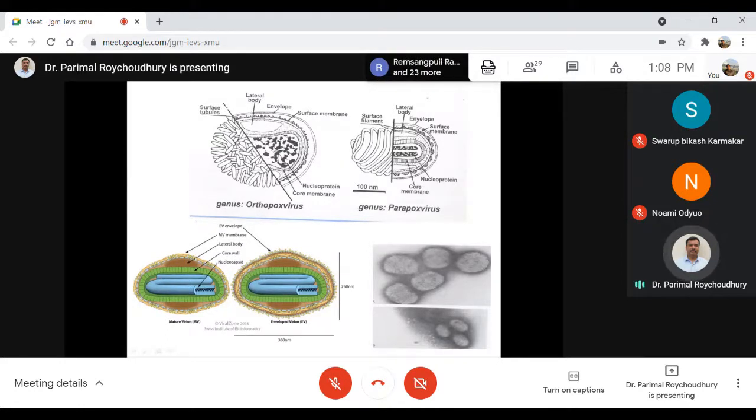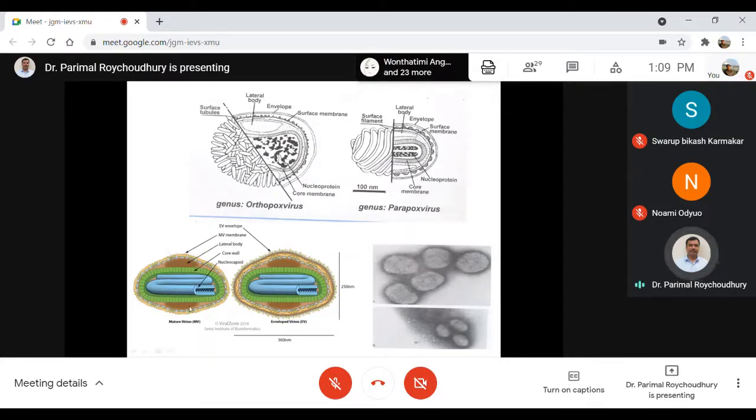This inner area contains the nucleic acid, which is a very large genome, including a lot of nuclear proteins, mostly the enzymes needed for its replication. They have their own viral enzymes, and then they are subsequently surrounded by some membrane. Of course, there are two types of pox virus particles. One is non-enveloped and another is enveloped. Both categories of pox viruses are infectious in nature.